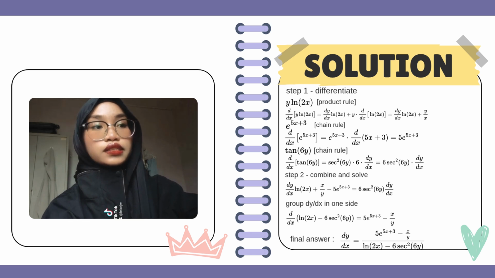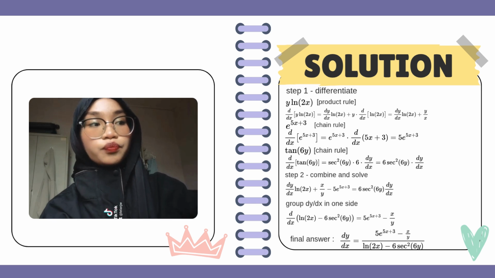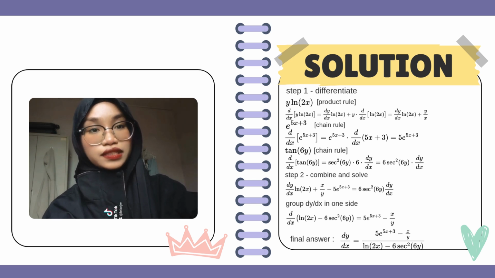For the second one, e power of 5x plus 3, we will use chain rule. So d dx of e power of 5x plus 3 equals e power of 5x plus 3 multiply with d dx of 5x plus 3, which equals 5e power of 5x plus 3.